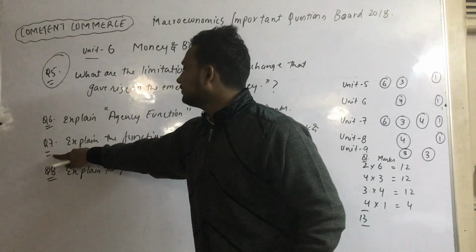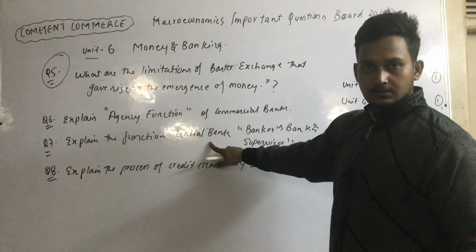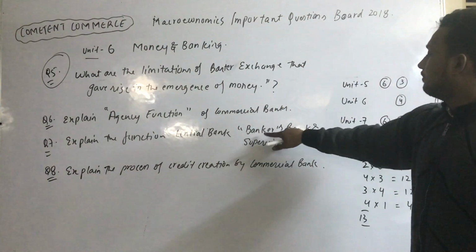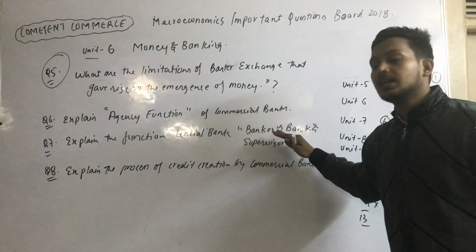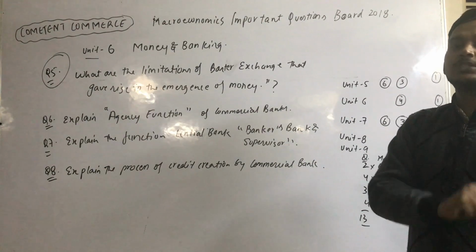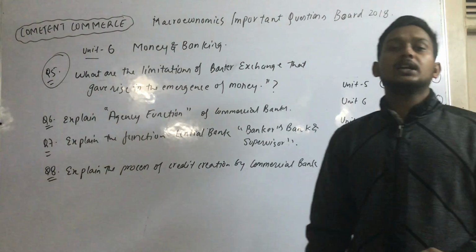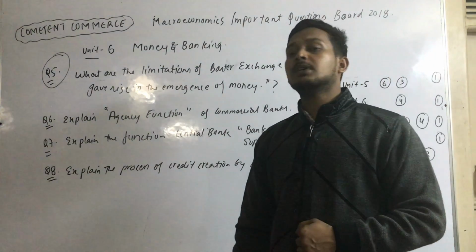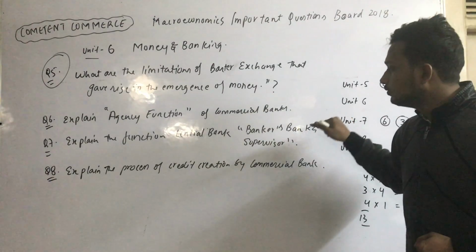Now come to question number 7. Explain the function of central bank. Which function? Bankers bank and supervisor. Why have I given priority to this one? There are 3 kinds of functions performed by the central bank. First is your currency issuing authority. Second is your banker to the government, and third is your bankers bank and supervisor. I have given importance to this one.